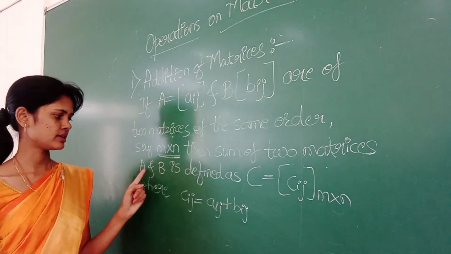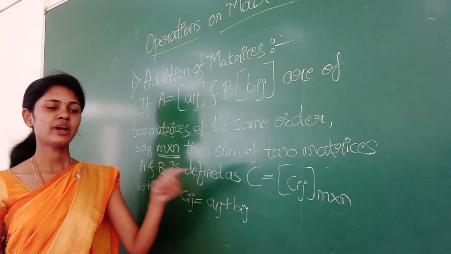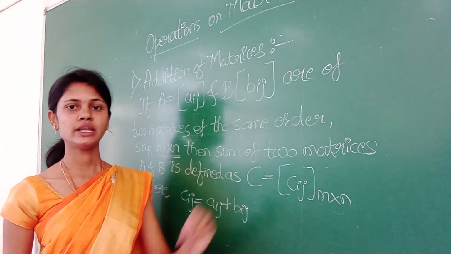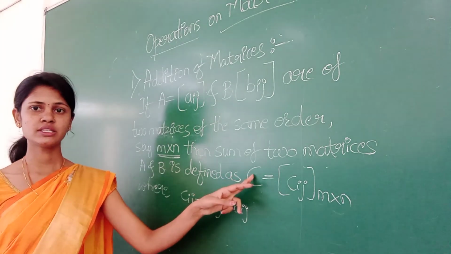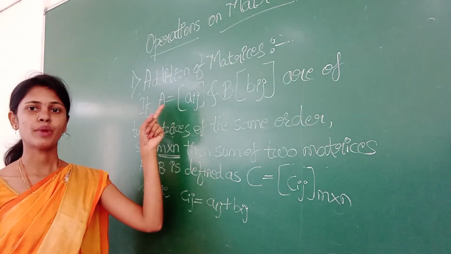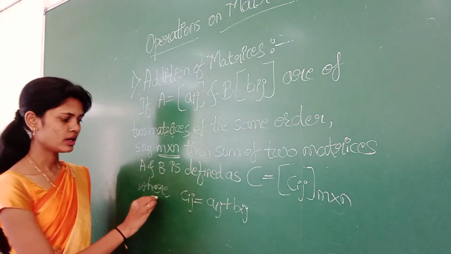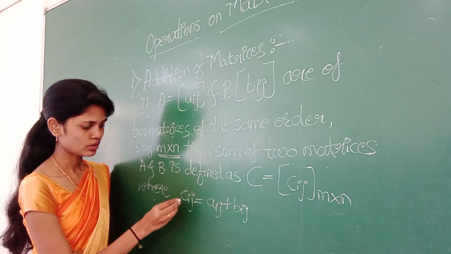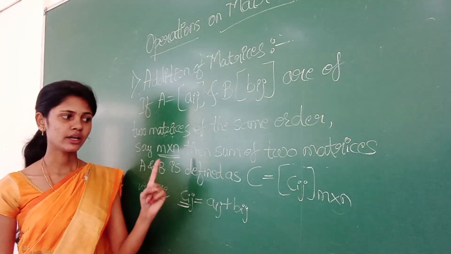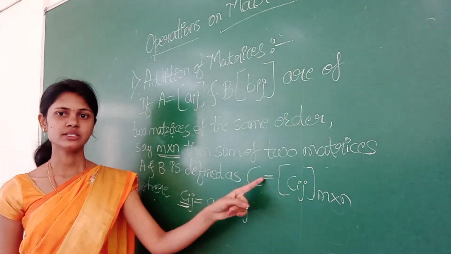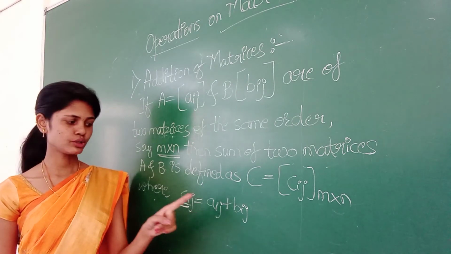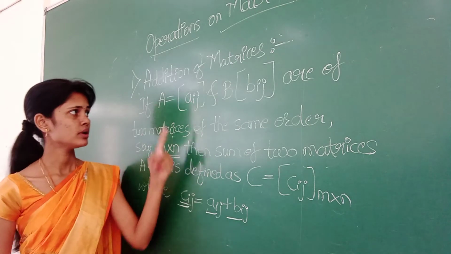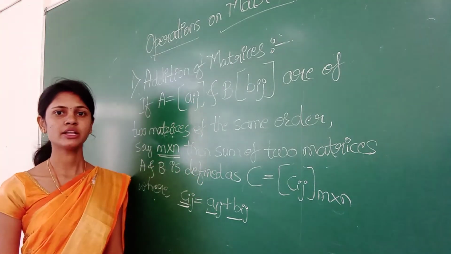Then sum of two matrices A and B is defined as C is equals to Cij, which is of the order m cross n. That means C is the result of adding the matrices A and B, where Cij is equals to Aij plus Bij. So this is the element of the resultant matrix, that is C. Cij is equals to Aij plus Bij. These are the two elements from matrix A and matrix B respectively.